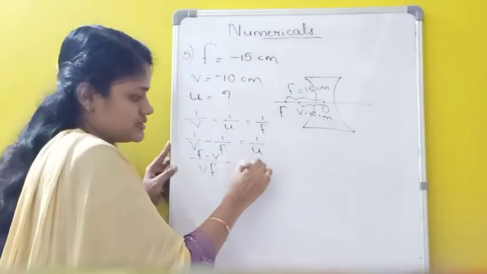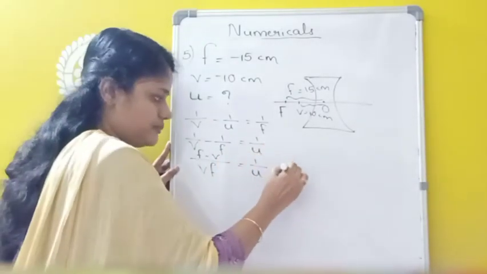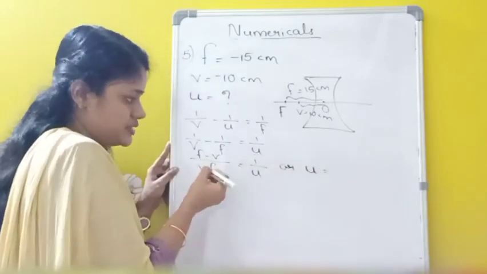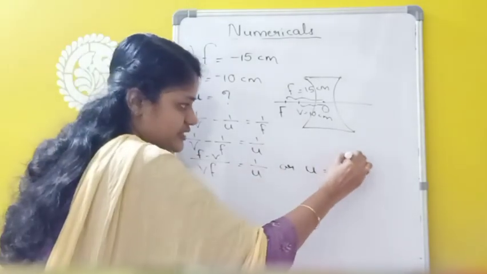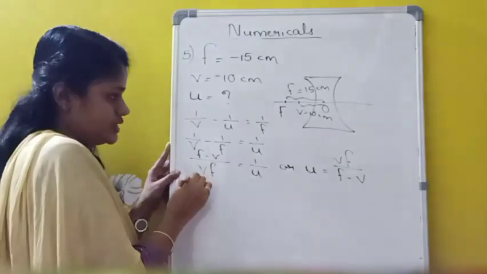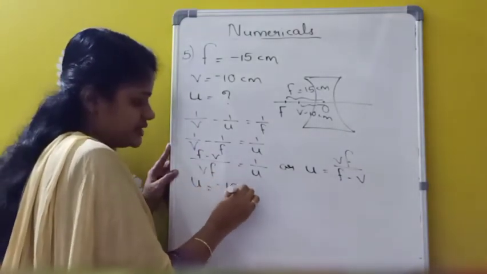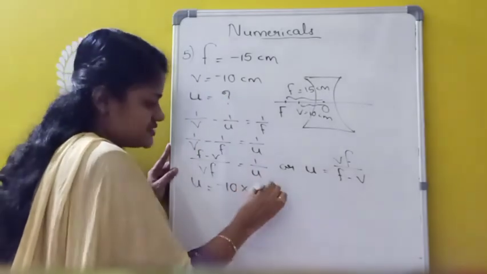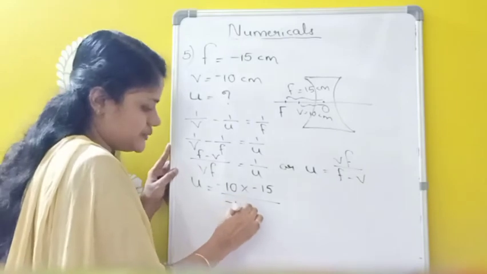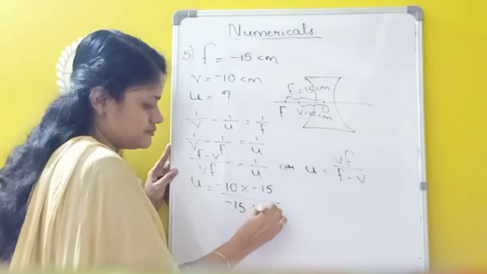LCM only equals how much here? 1 by U. We need U, so take the reciprocal. So we can write U equals, the reciprocal of 1 by U is U, equals the reciprocal VF divided by F minus V. Now we can substitute the values. U equals, what is V here? Minus 10 into what is F? Minus 15, divided by, again F, minus 15 minus V, minus minus means plus, so plus 10.